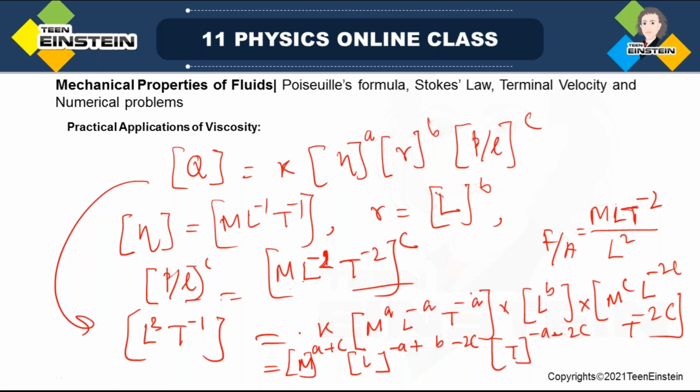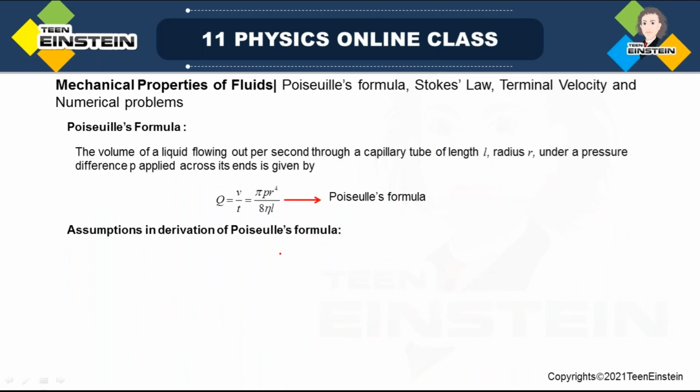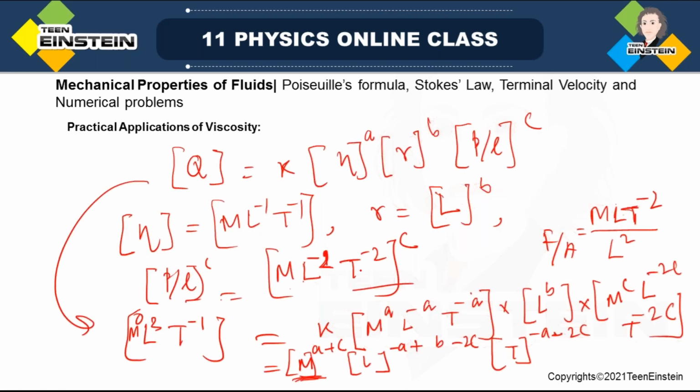Okay, now you look here, left hand side and right hand side, if we just equate the coefficient, the power of m, if we compare with here, there is no m, so the power of m will be, here I can write m to the power 0. So a plus c is equal to 0, one equation.